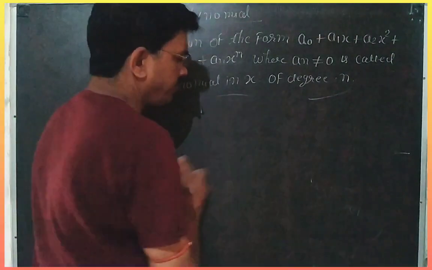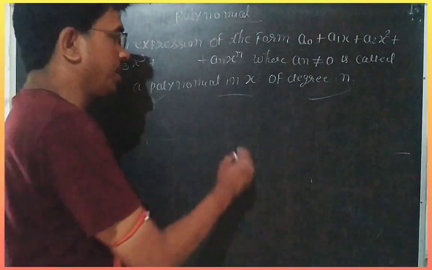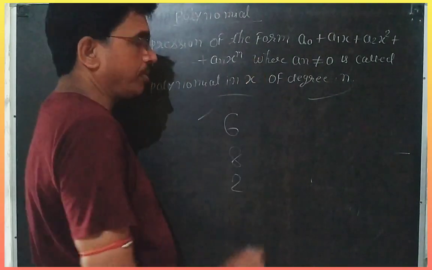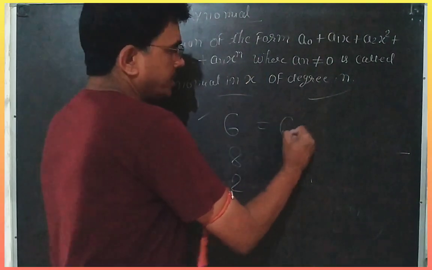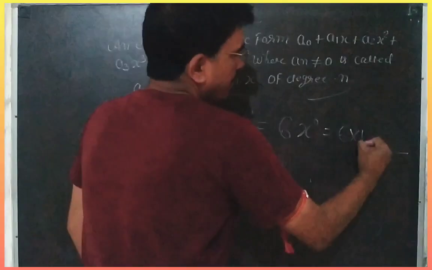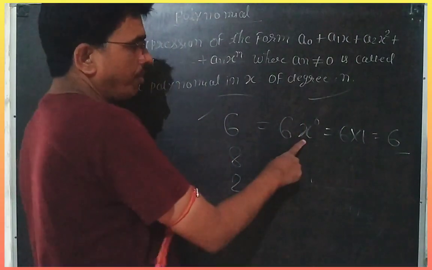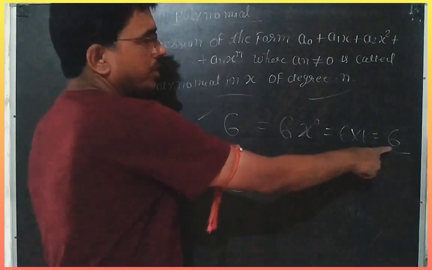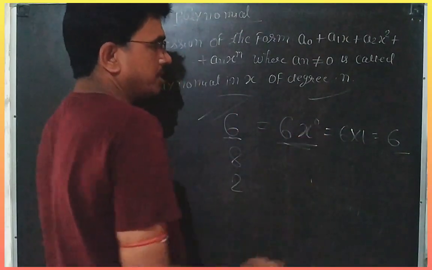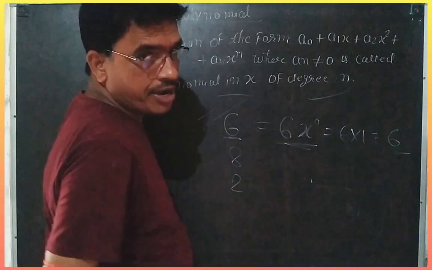And a polynomial whose degree is 0 is called a constant polynomial. Dear students, you write 6, 8, 2, all are constant polynomials. This 6 you can write as 6 into x to the power 0. Then it is 6 into 1, which is equal to 6, because the value of x to the power 0 is 1. So the degree of this polynomial is 0 and it is called a constant polynomial.